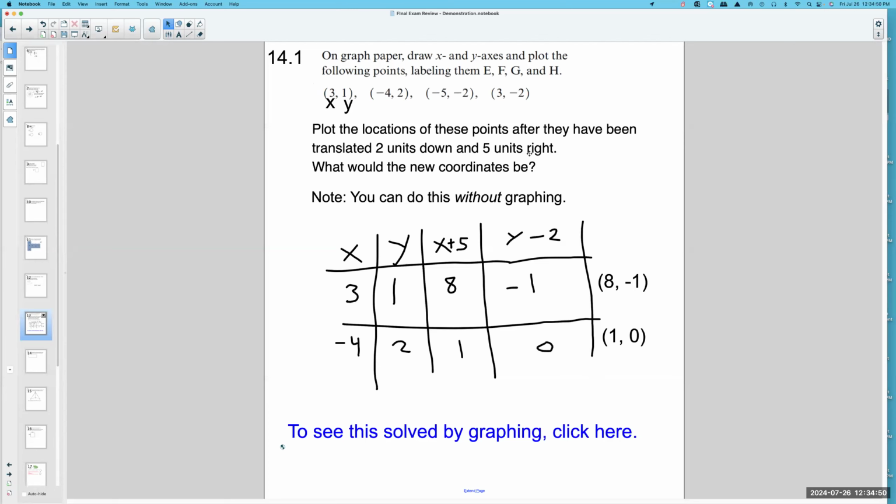Remember when we're talking the x coordinate, it's left or right. If I go left, that's subtraction. If I go right, that's addition. And if I'm going up or down, that's y. Up would be positive and down would be negative.